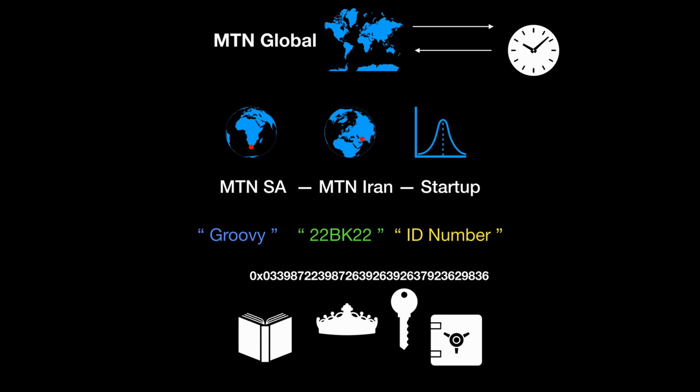MTN Global would like to formulate a smart contract using the different stakeholders, MTN South Africa and Iran, and then a special startup which they're looking to fund. They'd formulate a contract saying that they'd like to release certain funds or information. These funds would have a key which would unlock those funds. So they'd release the key. They'd form the smart contract.